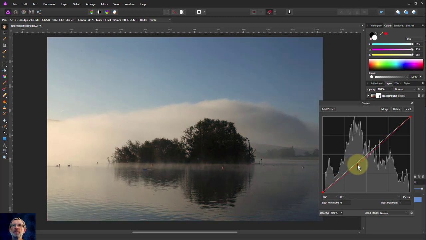So let's turn it downwards a bit to increase the cyan, to pull out the sky and a bit of the water. So see what else we can do.